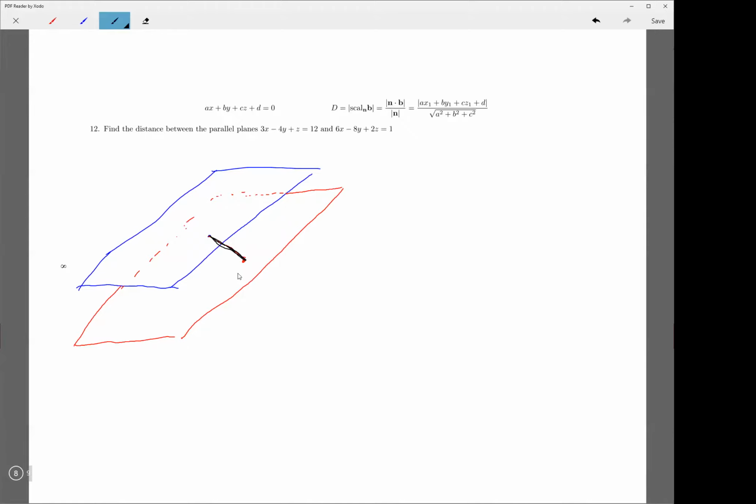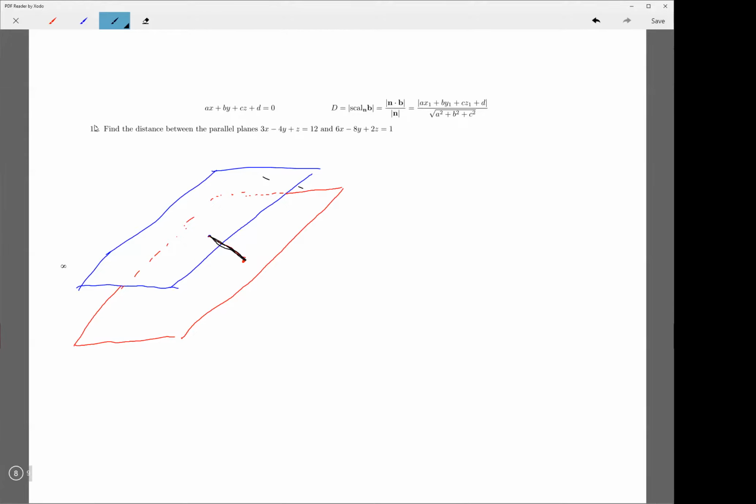Okay. So there's the formula for that right there. But let me try to give you an idea of how this works.